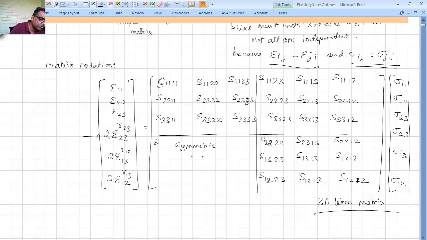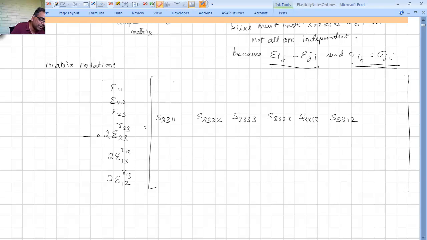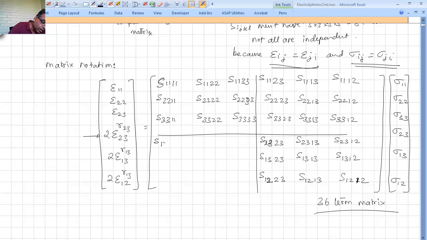We will simplify it further. At this stage, let's not even say that this is symmetric. We don't need it right now. I'm going to write everything down, what the heck. S1311, S1322, S1333, and then S1211, S1222, S1233, and it's quite a mess, right?